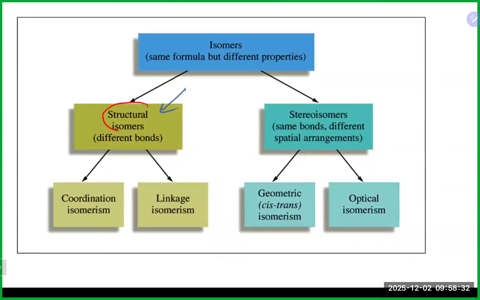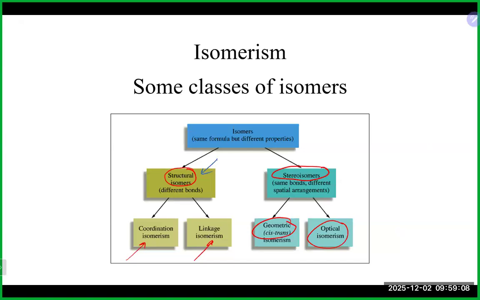There are structural isomers, and structural isomers are things that have the same formula but do have different bonds. There are two types: coordination isomers and linkage isomers, which we'll talk about in just a second. There also are what are sometimes referred to as stereoisomers. These have the same bonds, but a different three-dimensional arrangement of how they are attached, could be coming out or going in. Those are cis or trans isomers, and optical isomers as well, which can rotate plane polarized light.